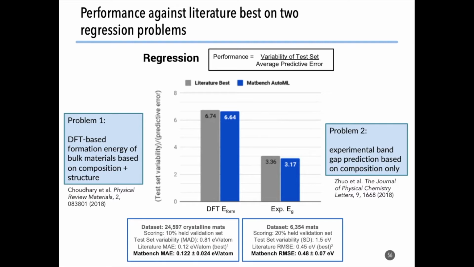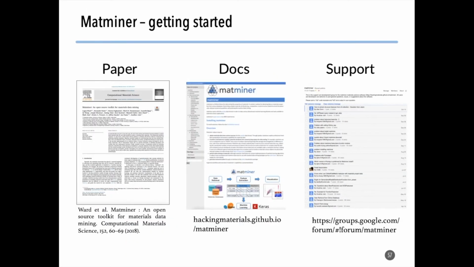And so this is just two different problems to show that we can get pretty close to literature values just using an automatic technique. But we're testing this on about a dozen different problems. And so far, it's been showing that we can get really, really close to literature models just with a completely automatic algorithm.